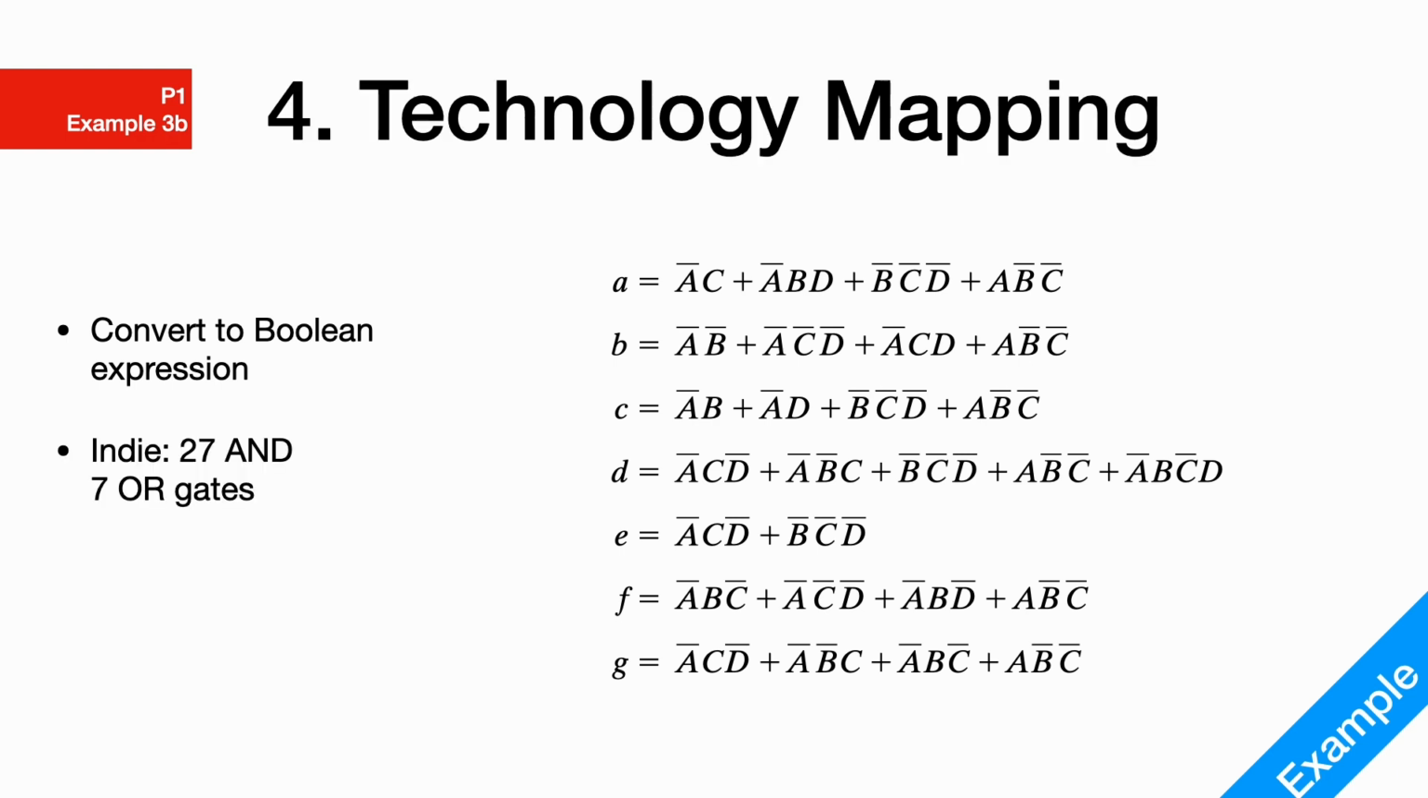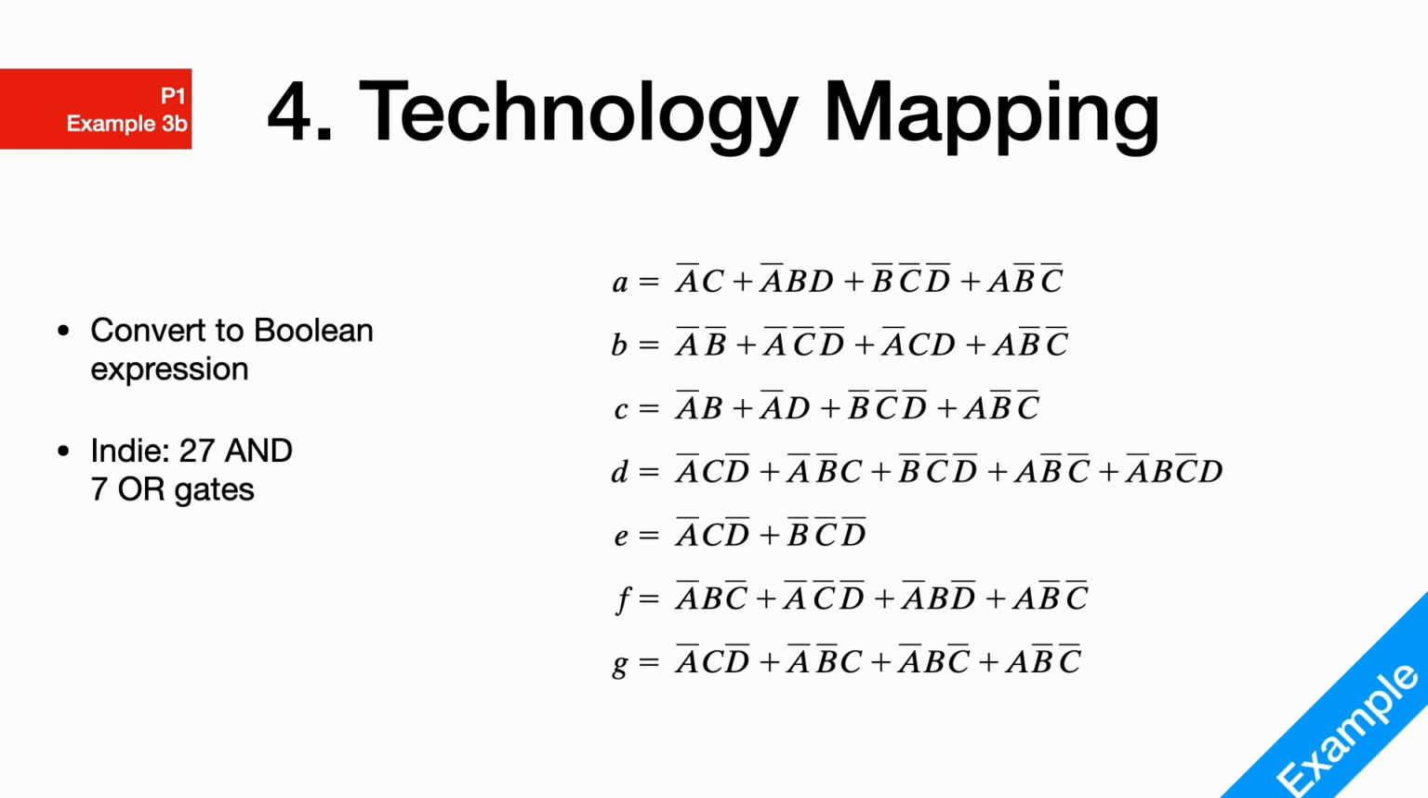And in technology mapping, of course, we will need to understand what kind of technology is available to us. So in this particular case, if we implement each and every one of these terms individually, so for example, we implement not A C using a single AND gate, and then not A B D using another one, and so on and so forth. This would require a total of 27 different AND gates and 7 different OR gates.